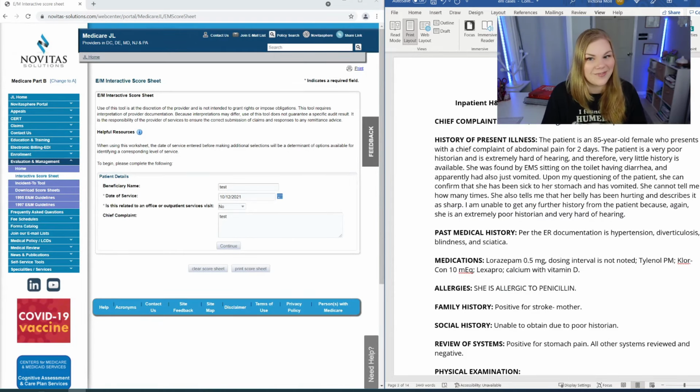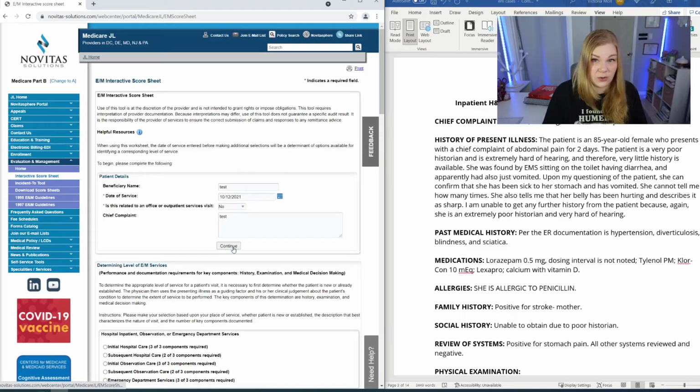I put some test information in here because depending on the date, it might populate a different score sheet because we now have different guidelines for 2021 for office outpatient. So it's going to ask you about that data service. So I'm just putting in generic test information, data service, and is this outpatient? No, because that's going to give us possibly a different score sheet too because of those different guidelines. And then I'm going to hit continue.